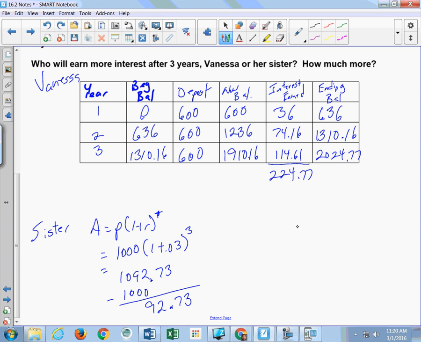So who had more interest? Well, Vanessa did. Okay. How much more? Well, take the 224.77, subtract 92.73. You get 132.04. An extra $132.04 by making more deposits. Now, she did deposit more money. That's $1,800. She did have a better interest rate. But you're making money on free money. That's always a good thing.